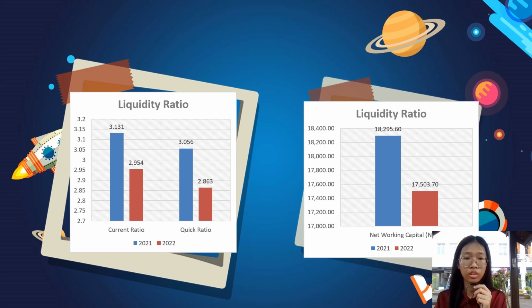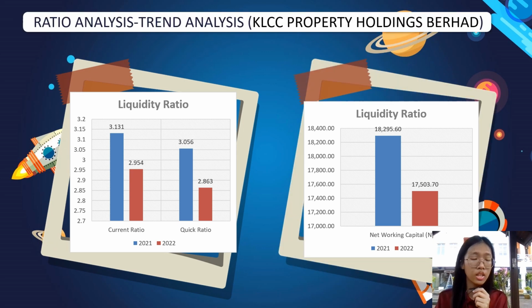I will continue the trend analysis of KLCC Property Holdings Berhad. As we can see, the equity ratio of KLCC Property Holdings Berhad in year 2021 was higher than year 2022. The current ratio in these 2 years, 3.131 and 2.954, was above 1 and enough to pay the short-term obligation. Next, the quick ratio in these 2 years, 3.056 and 2.63, decreased. Next, the net working capital showed that in these 2 years KLCC Property Holdings Berhad has extra cash flow to recover their current liabilities.